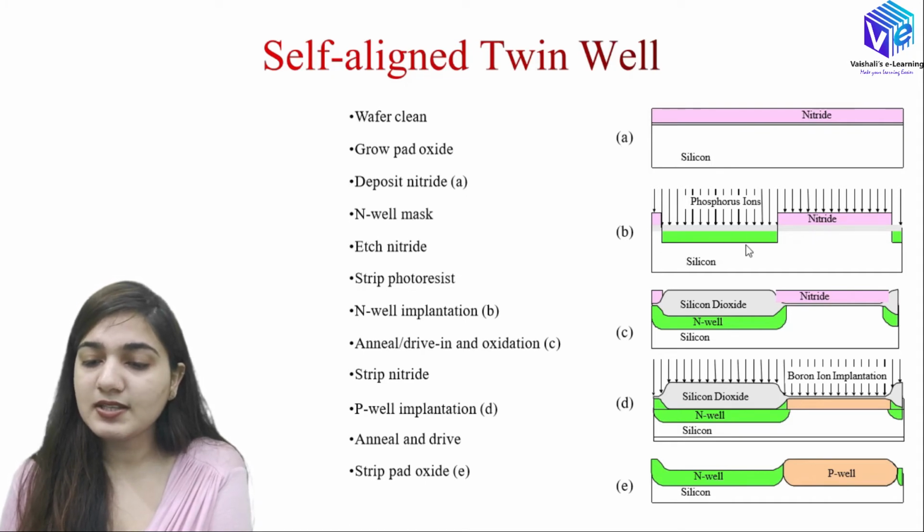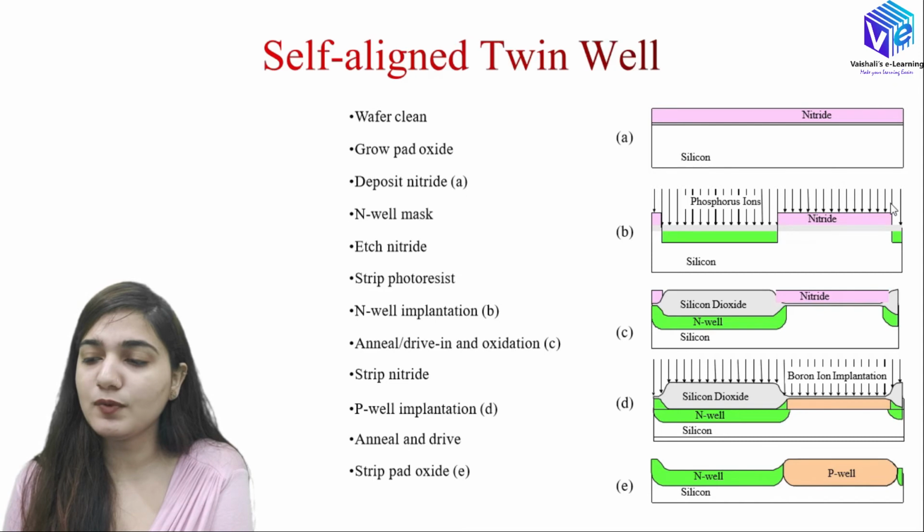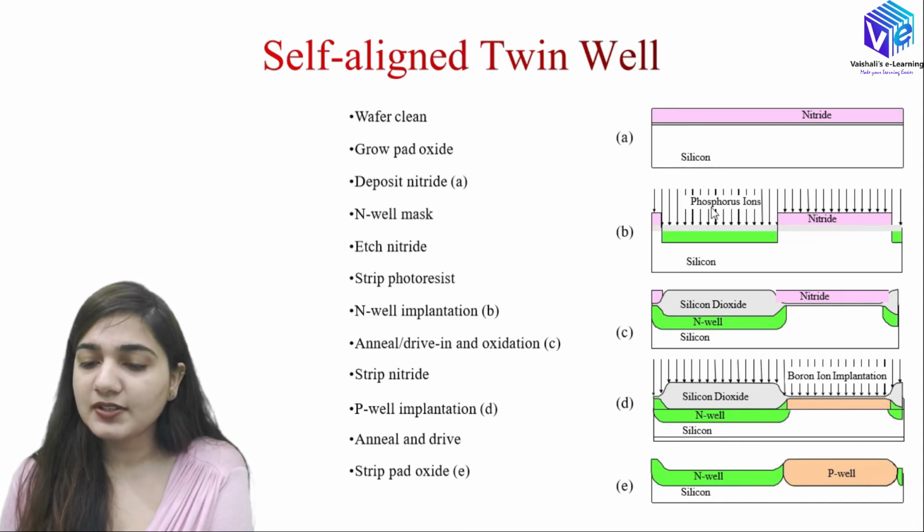So you can see we have etched the nitride over this part, and after that we are going to strip the photoresist that is present over the nitride layer, and after that I am going to do the ion implantation. So here I am doing the N-well ion implantation. This is represented in this diagram.